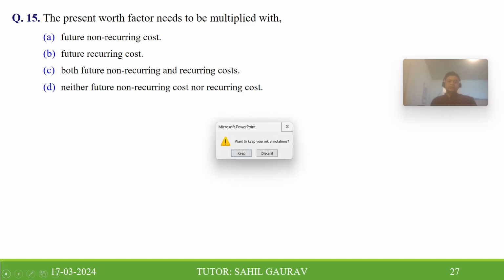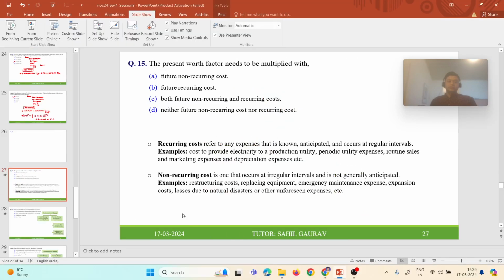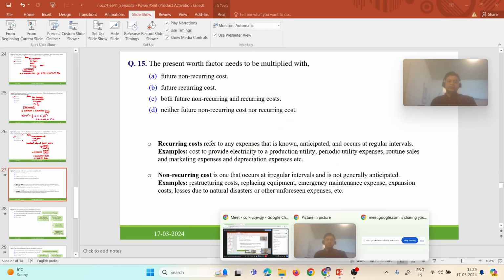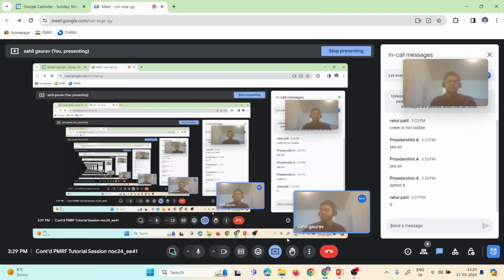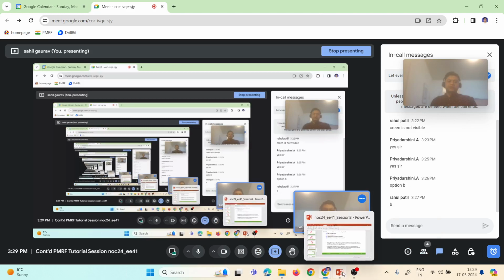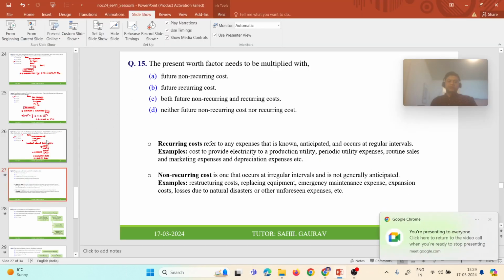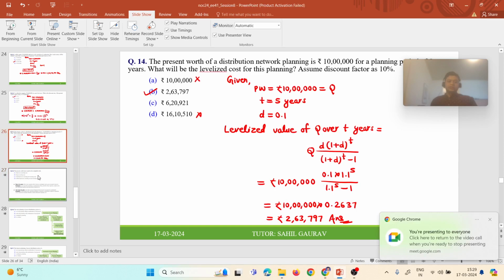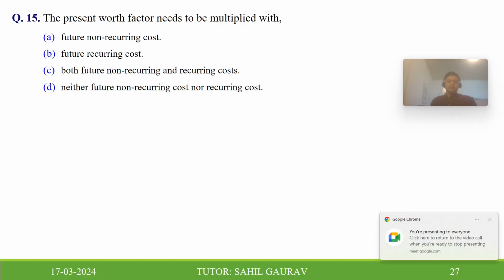Rahul and Priyadarshini, which option should be correct? Yes, B, not B is not correct. You are telling for the previous problem or this problem? I think for the previous problem. Previous problem. Previous.